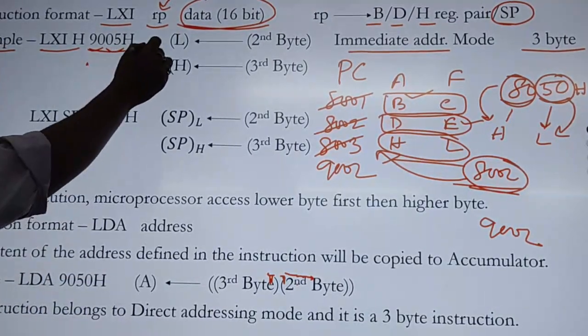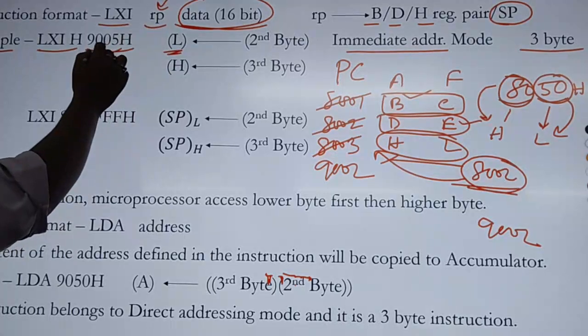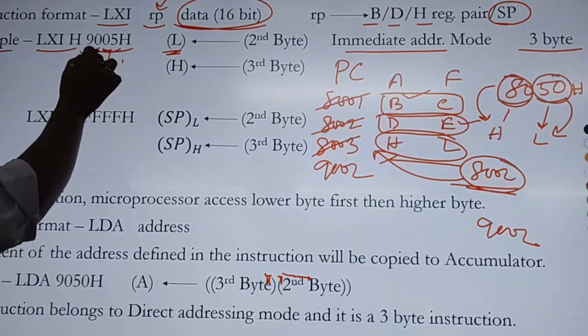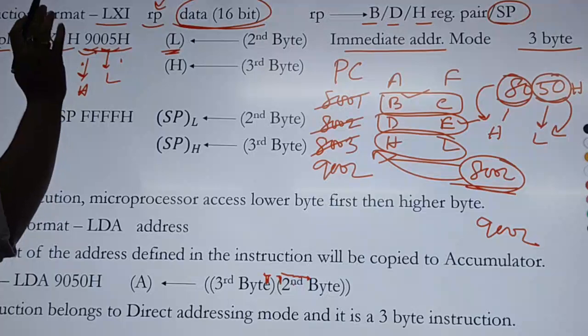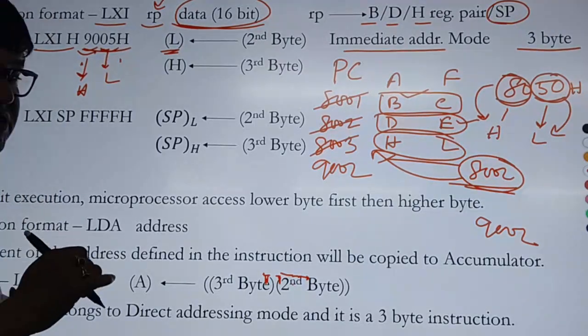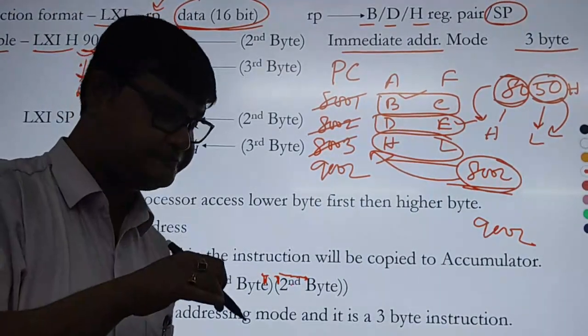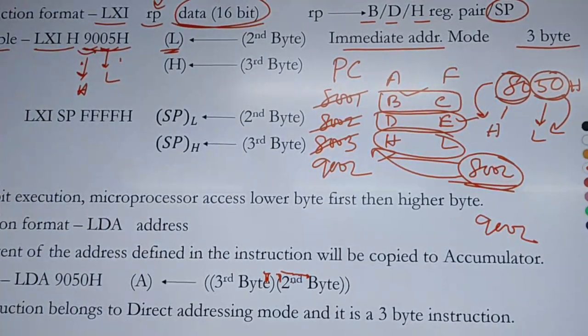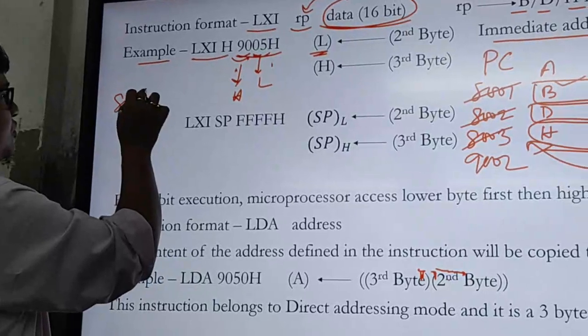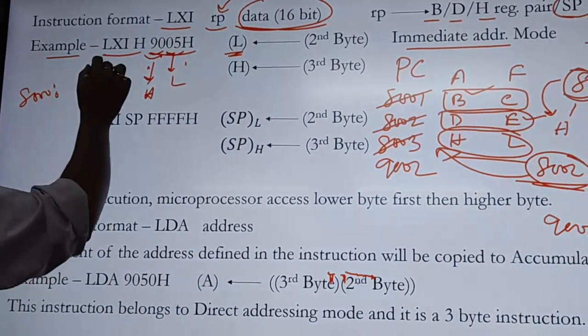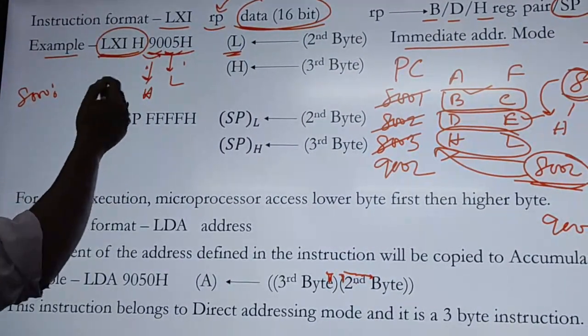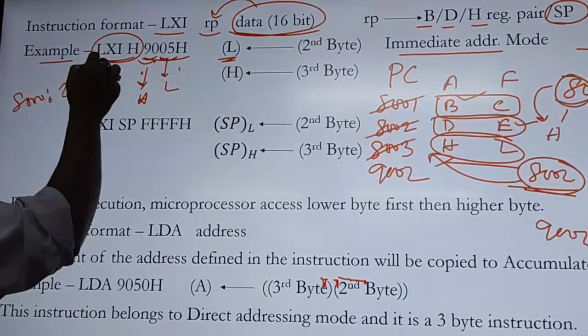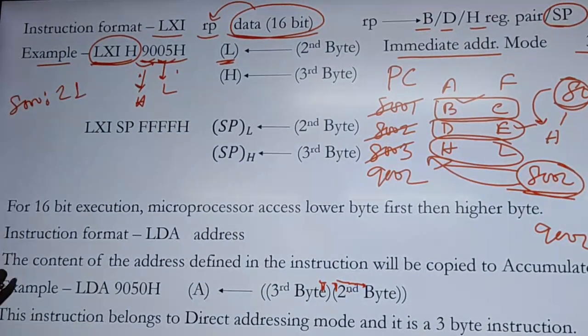So here 05 will be loaded into the L register and 90 will be loaded into the H register. But as I have told you, the microprocessor always accesses the lower byte first, then the higher byte. So first, in the 8000 memory location, I am going to enter the opcode for LXI H, say 21. 21 is the hex code for LXI H. Entering the 21 over here.